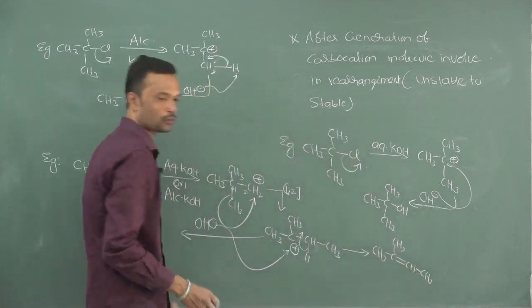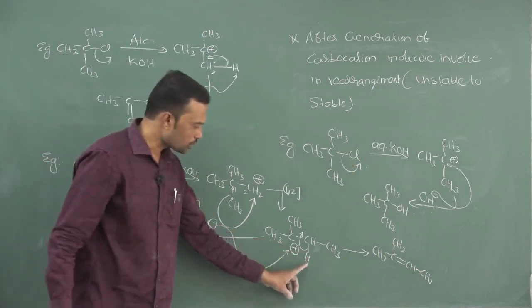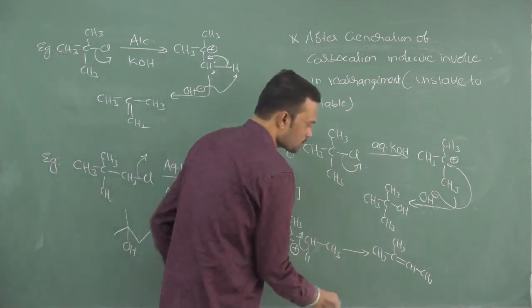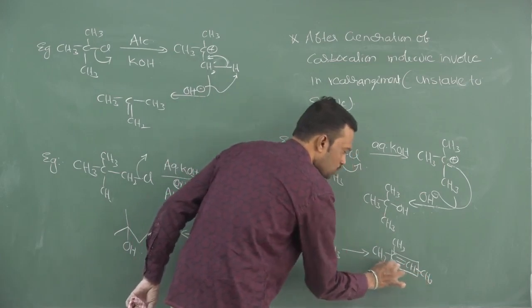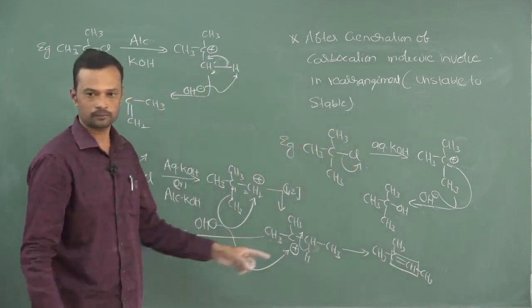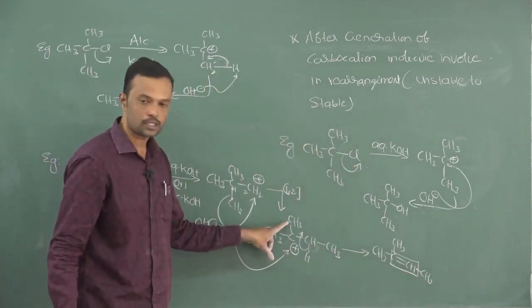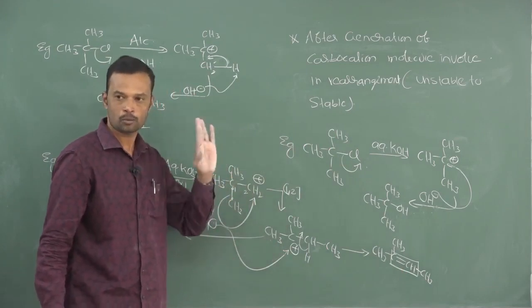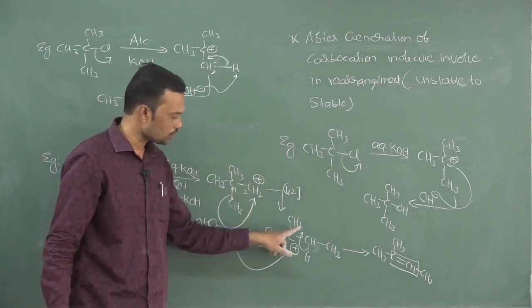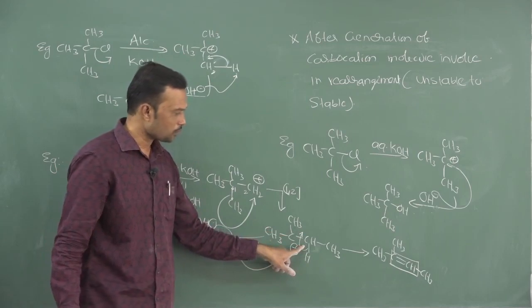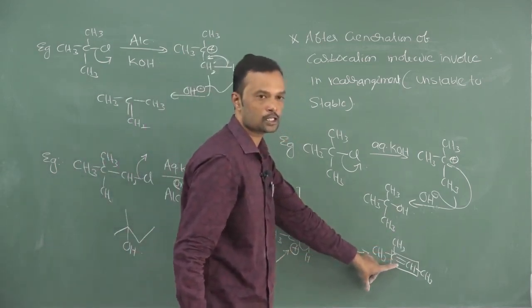This is called Saytzeff's rule. After removing this hydrogen you will get a double bond. This double bond is heavily substituted. The more substituted double bond is the product here. You can also get the other one, but that is the Hofmann product. Hofmann product is kinetically controlled, so that is not major. Saytzeff product is thermodynamically controlled. You will get the highly substituted olefin.